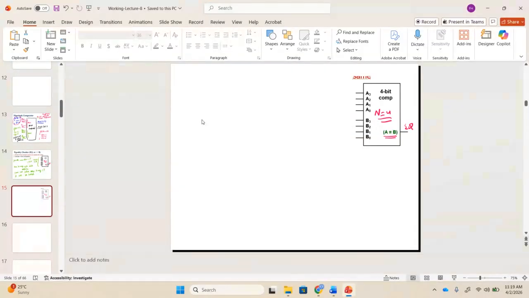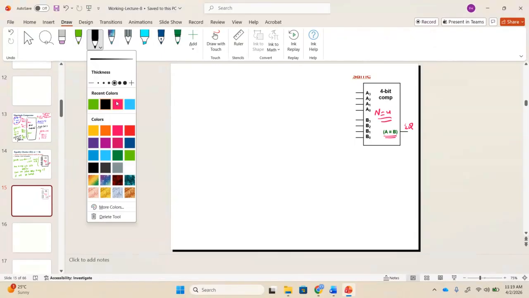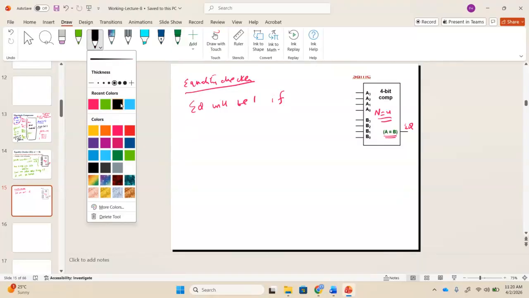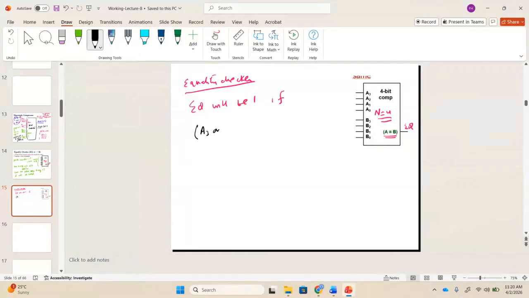Now this output is my EQ. We want to have an equality checker. Can we say that EQ will be 1 if a3 and b3 are equal? Got it or not got it?